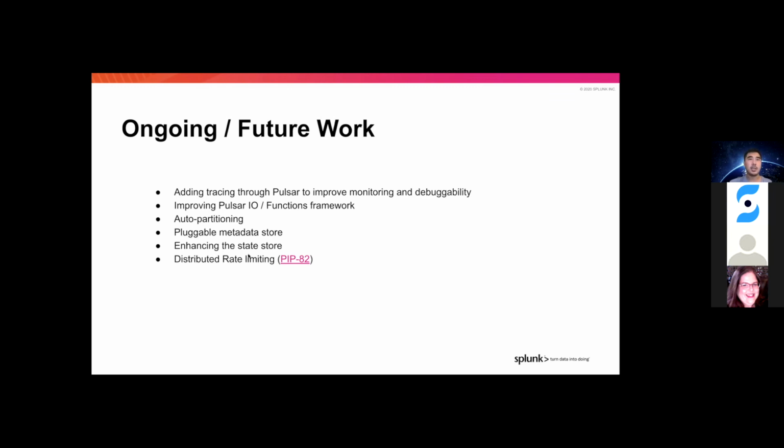Enhancing state store. State store is primarily used by the Pulsar IO platform to maintain state. State store is a project that is part of Apache BookKeeper. We're building a key-value store on top of BookKeeper, and we're enhancing and hardening the state store because we leverage it so much in Pulsar IO. So there's definitely a lot of work, especially in terms of hardening and getting state store into a better and more production-ready state.